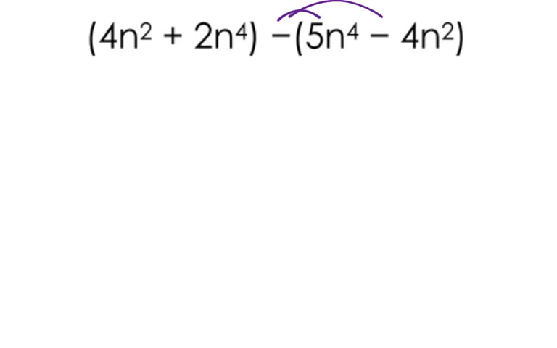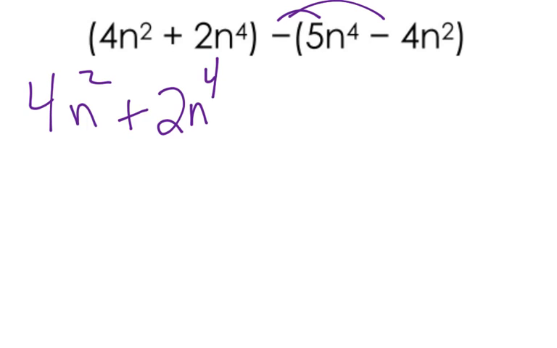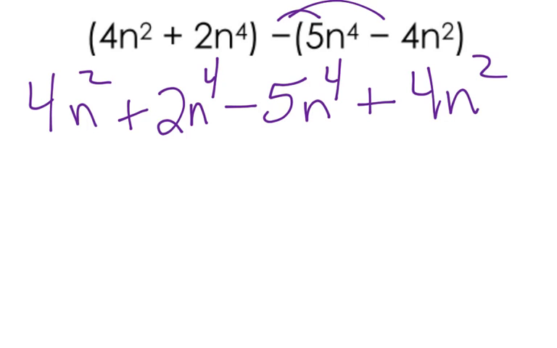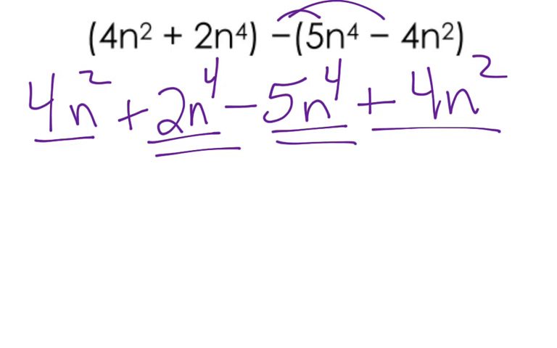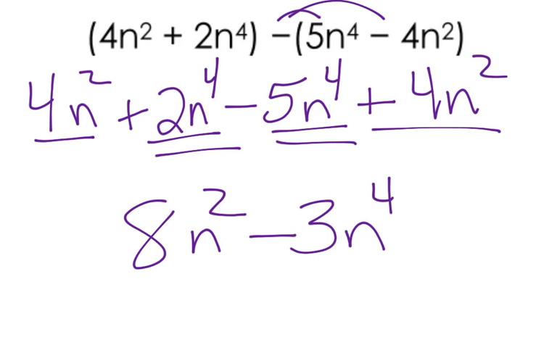You're going to have to distribute your negative. So we have 4n squared plus 2n to the fourth. It becomes minus 5n to the fourth plus 4n squared. So n squared are like terms, n to the fourth will be like terms. They're like terms because they have the same letter with the same exponent. 4 plus 4 is 8n squared. 2 minus 5, use your calculator, is minus 3n to the fourth.